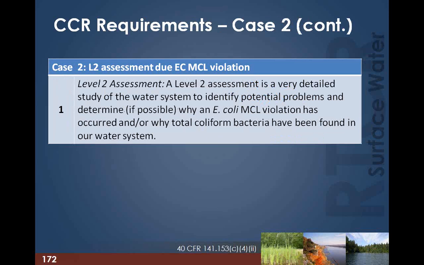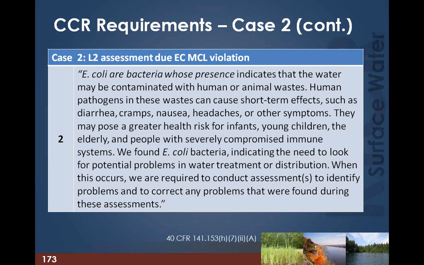So here's the definition of the Level 2 assessment. This language differs from the earlier language because it includes the reason that it's due to an E. coli MCL violation. So systems have to make sure they use the appropriate language. Also, the health effects language shown here in this slide also differ from the previous slide because the focus is on the E. coli and the health risk associated with E. coli.